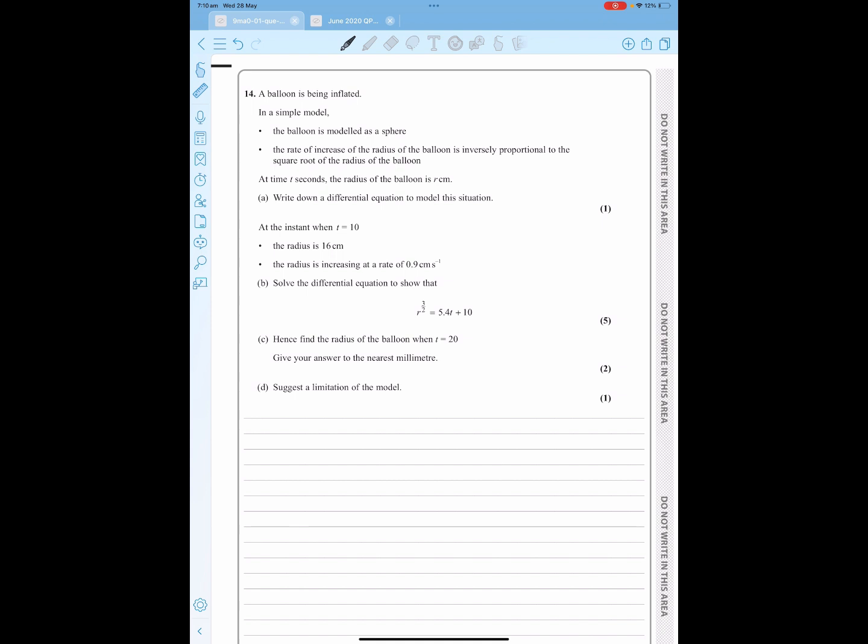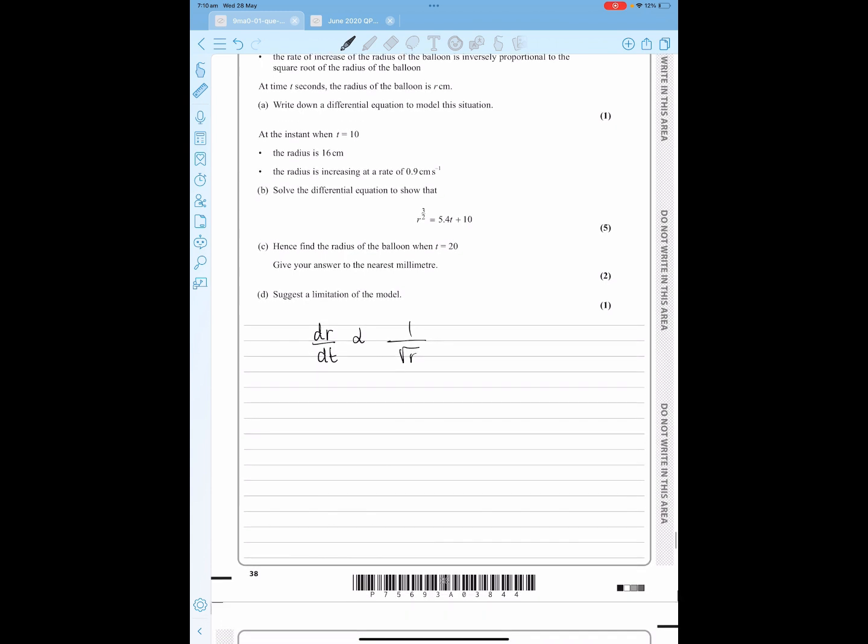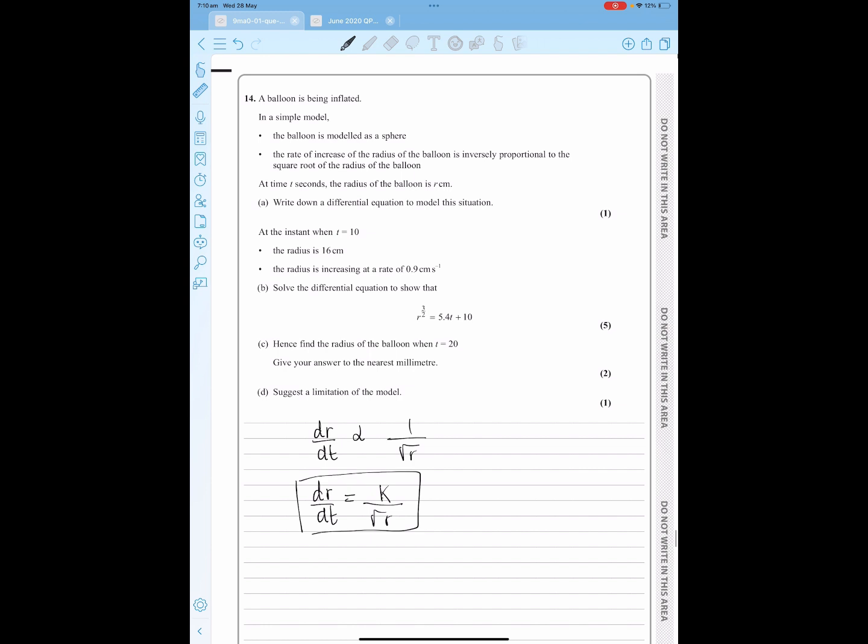Okay, so what is it saying? It's saying the rate of increase of the radius is inversely proportional to the square root of the radius. So dr over dt is inversely proportional to 1 over the square root of the radius. Is that right? Yeah, that should be right. So for these types of questions, this is GCSE, if you want to equate them, you just multiply by some constant k, and you should just get k over root r, and that should be part 1, right?